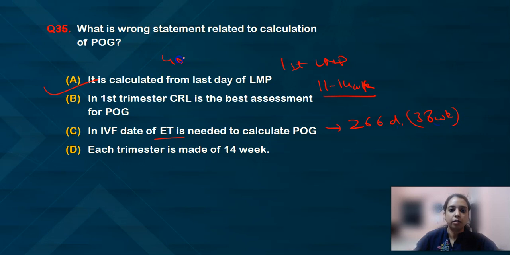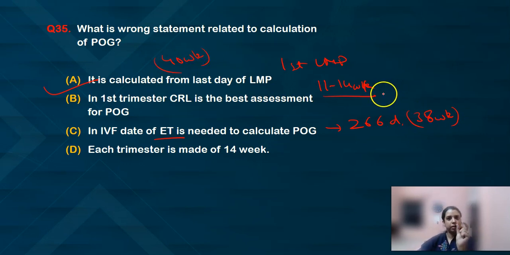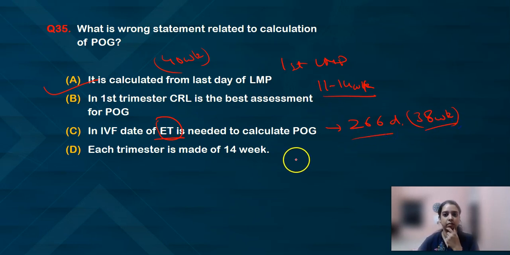In a normal patient you calculate 40 weeks, but here 38 weeks, because the initial 2 weeks, when the embryo is formed, are not calculated since you are calculating from embryo transfer. So the initial 2 weeks are subtracted, and you add 266 days.